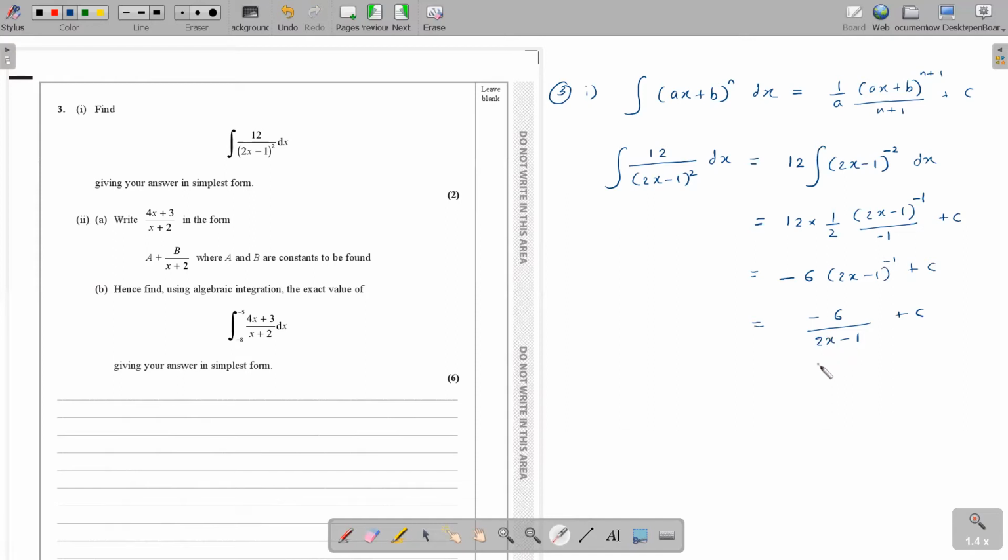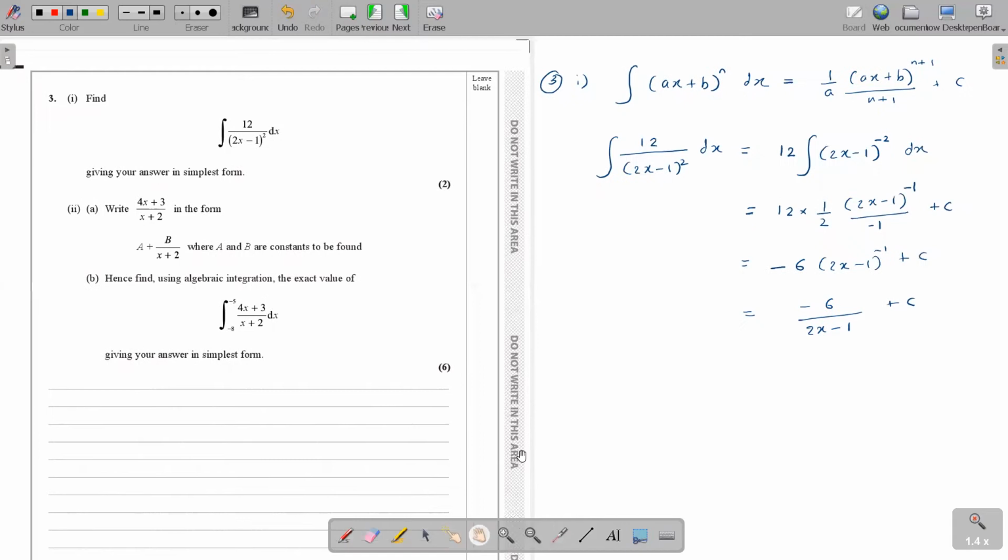This is the answer for Roman number 1, 2 marks. Okay, then moving on to part Roman number 2, part A. 4x plus 3 over x plus 2 should be written in the form a plus b over x plus 2. There are many ways of doing this.